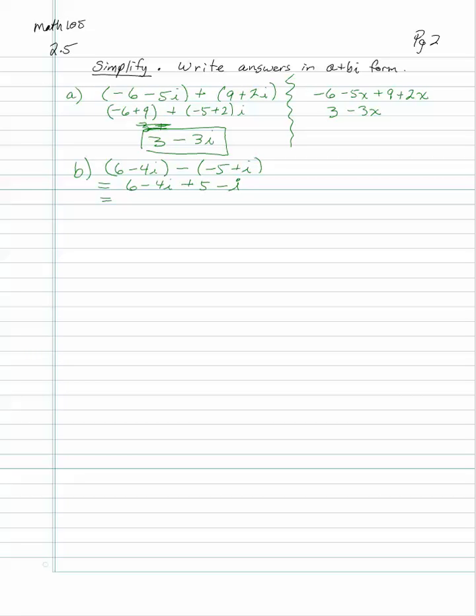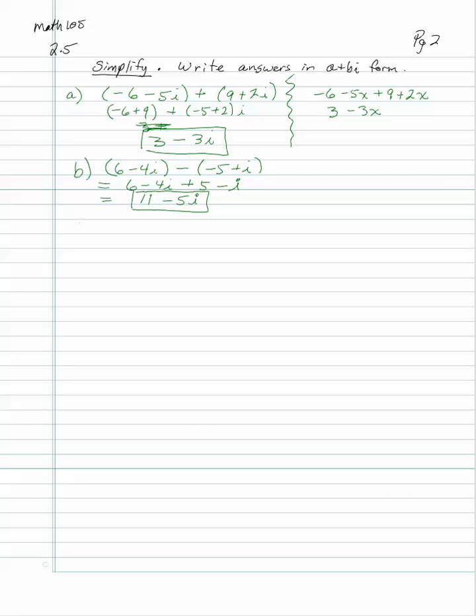So we're going to add the real parts. 6 plus 5 is 11. And then we're going to combine the imaginary parts. -4i plus -1i is -5i. And it's just as simple as that. Okay, so adding and subtracting, no big deal.